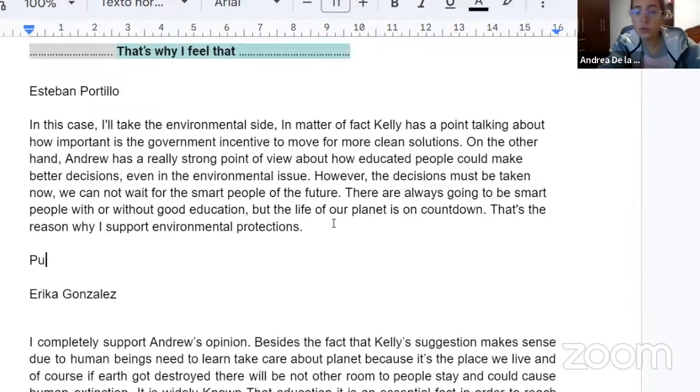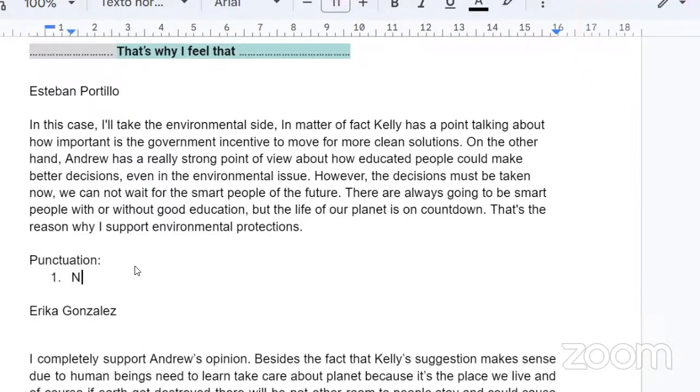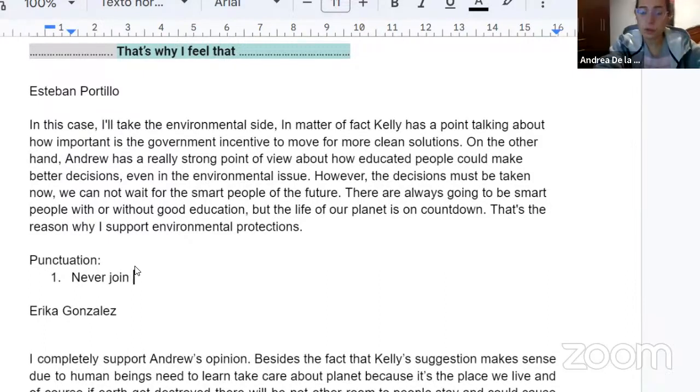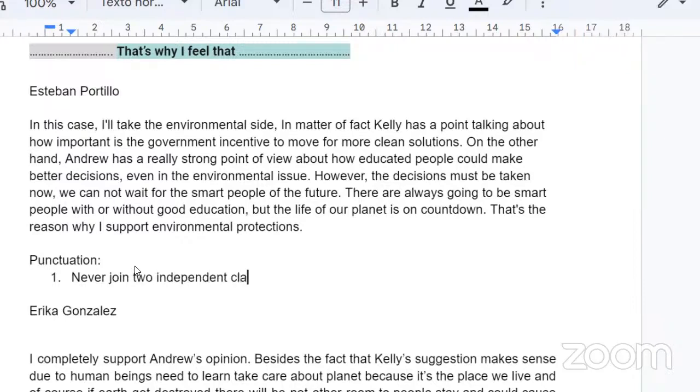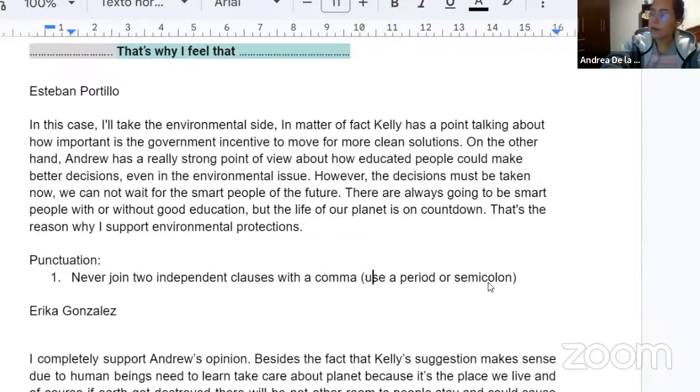It has more to do with language use. In terms of punctuation and language use, there's one rule in English and also in Spanish that says you can never join two independent clauses with a comma. Does anybody know what an independent clause is? An independent clause is a clause that can stand by itself. It doesn't need another clause to be understood. Exactly, so that's what Esteban is saying.